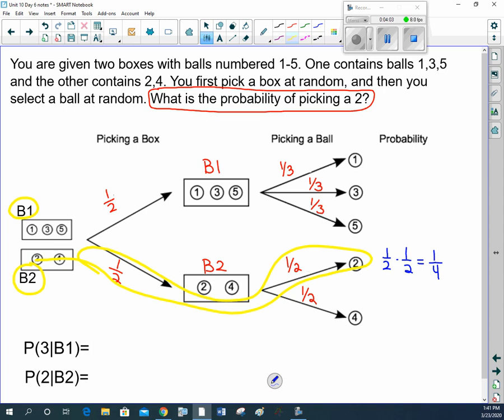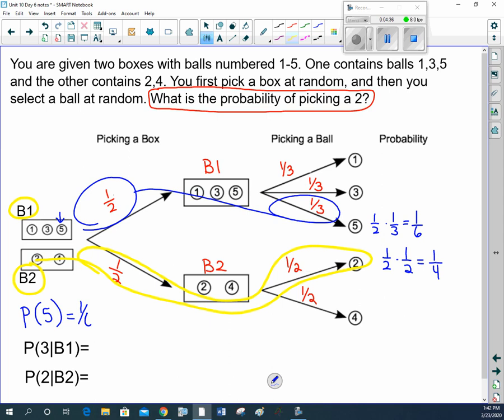Okay, let's try another one. I'm going to add this one, which is not on your paper: the probability of picking a 5. If you come over to our tree diagram, 5 is in this box. It starts right here, so we're going to go 1/2 times 1/3. We follow that branch. It's 1/2 times 1/3, which equals 1/6. So the probability of picking a 5 is 1/6.